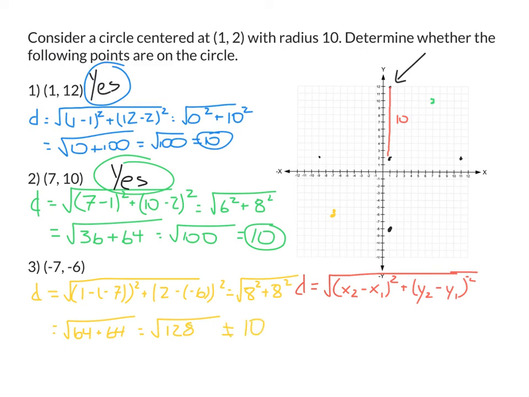So, is this on the circle? The answer here then is no, not on the circle. And we have the work to back it up. Why it's not? Because the distance between the center and that point is not equal to 10. Okay, so to determine if a point is on the circle, we're basically using the distance formula, which is just a version of the Pythagorean theorem. For now, we're done.